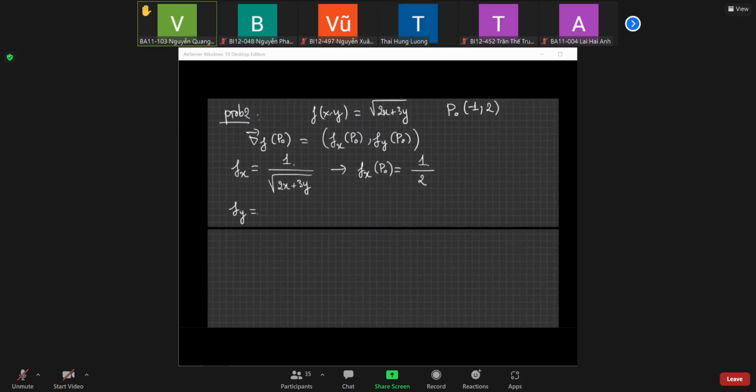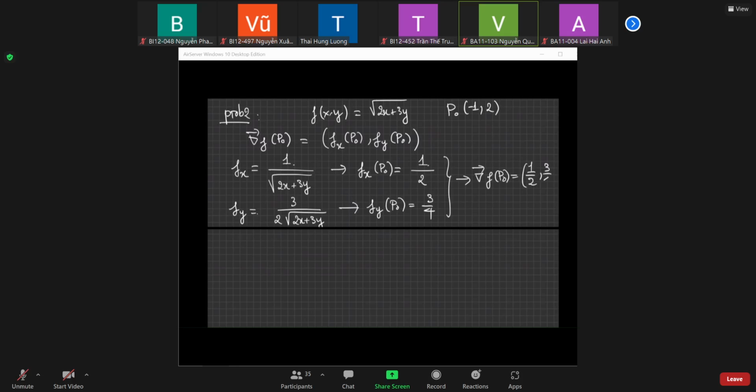fy equals 3 over 2 times the square root of 2x plus 3y. Yeah, exactly. So what is fy at p0? It is 3 over 4. Okay, so thank you for your answer. So finally, we have this gradient vector. That's good. Thank you.